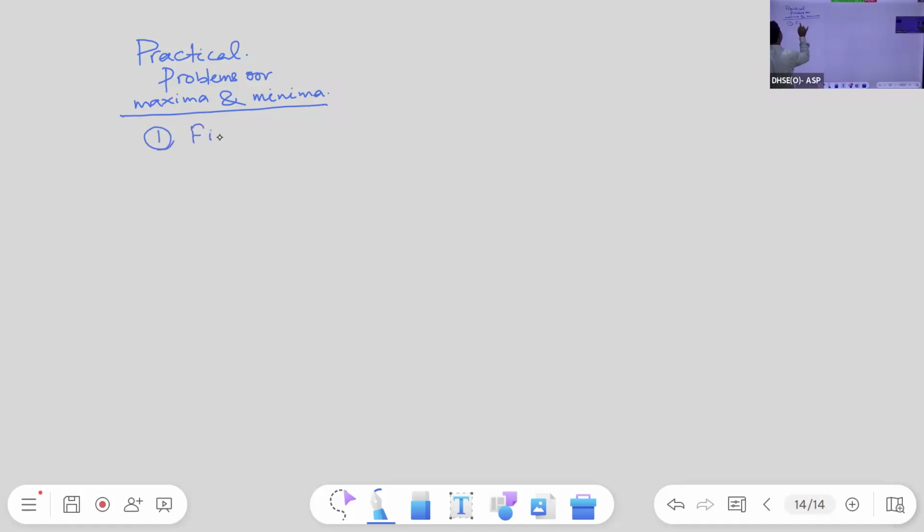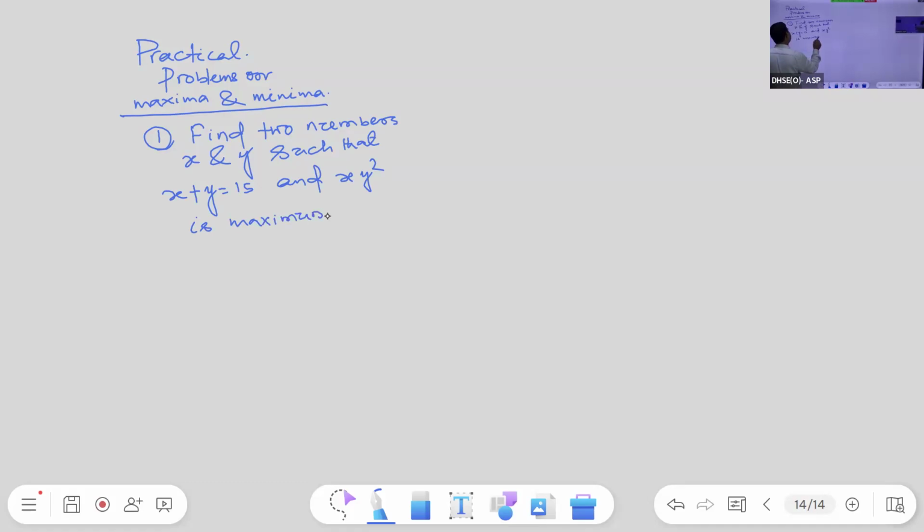Find two numbers x and y such that x plus y is equal to 15 and x y square is maximum.